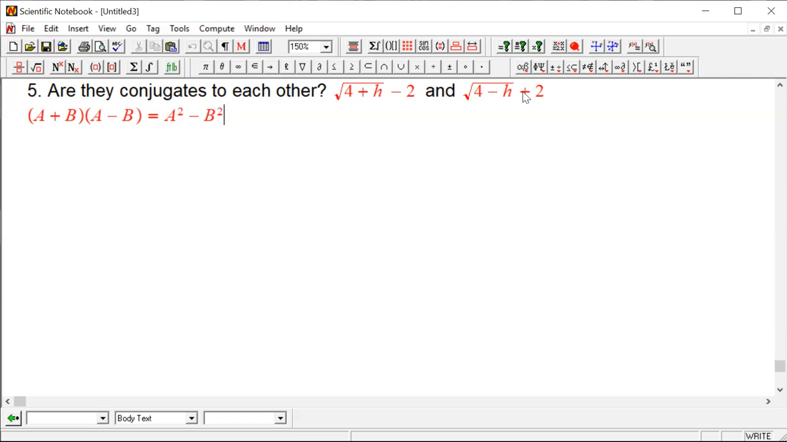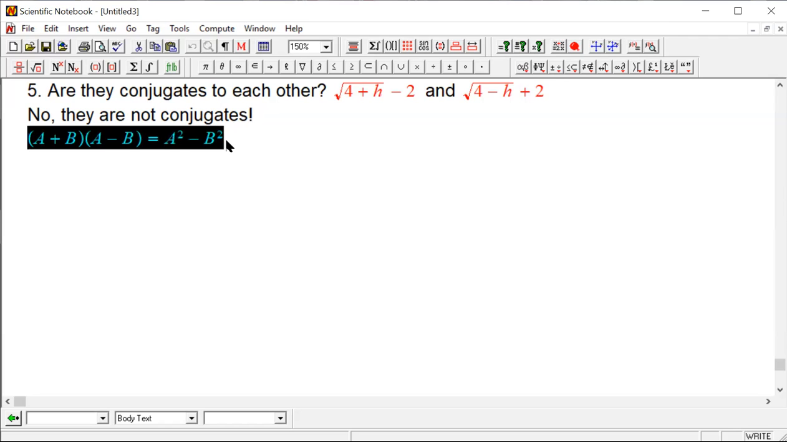The question is, which one is A, which one is B? If we decide square root of 4 plus h is A, square root of 4 minus h cannot be A because they're different. Minus 2 plus 2 can be the B, but obviously these two are not the same. Therefore, they are not conjugate. Okay, the answer is no. They are not conjugates. So you have to determine which one is your A, which one is your B. Let's look at the next question, number 6.